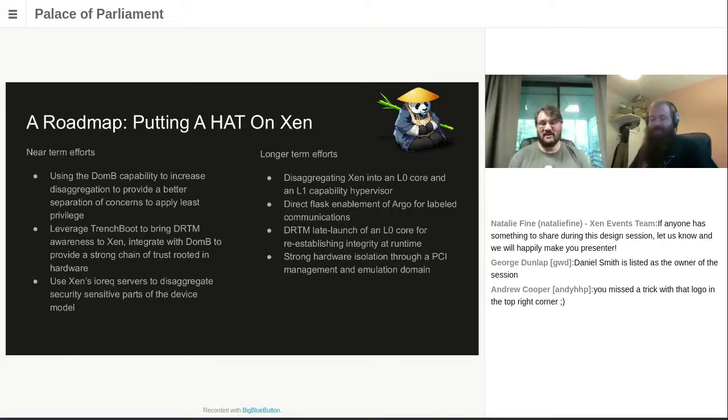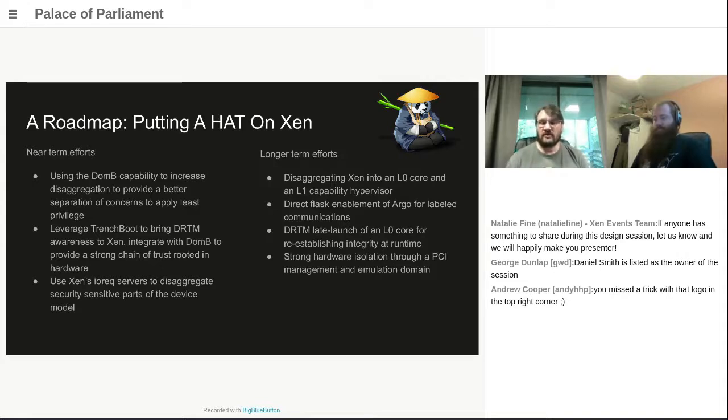TrenchBoot is coming along as well, so we can leverage it to bring DRTM awareness to Xen. And then on top of that, when that's integrated with DomB, it will wind up providing us a very strong chain of trust that's rooted in the hardware, which gives us a really good launch integrity story for the platform. And then Xen provides the IOREQ server capability that allows us to disaggregate security sensitive parts of the device model. So breaking up QEMU effectively, if you want to think about it.